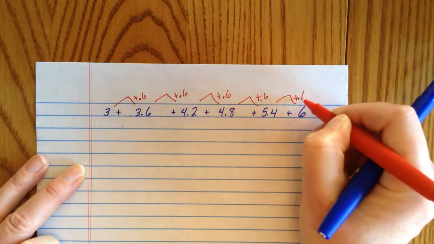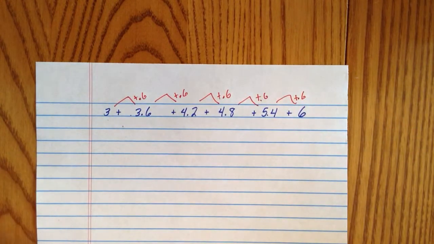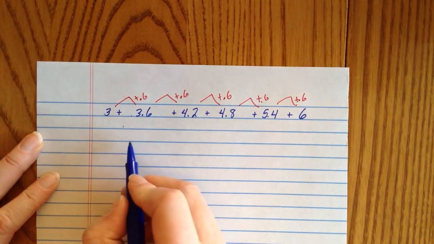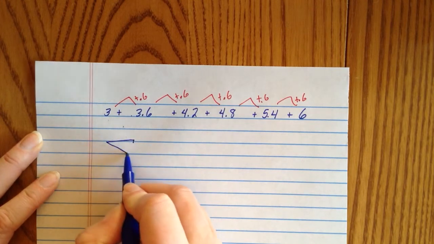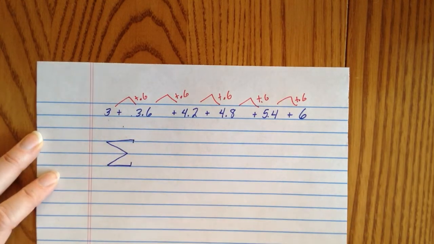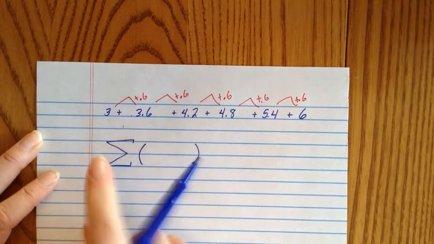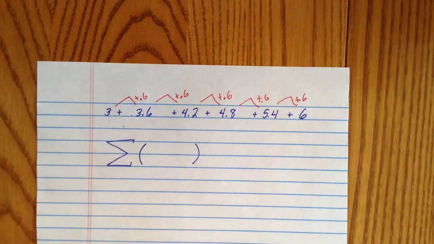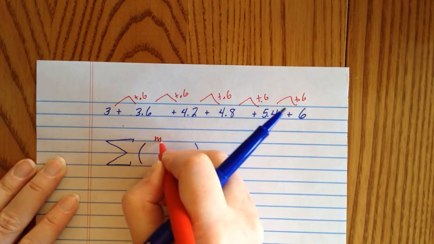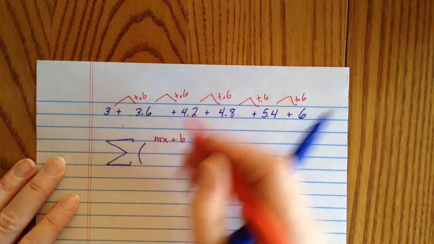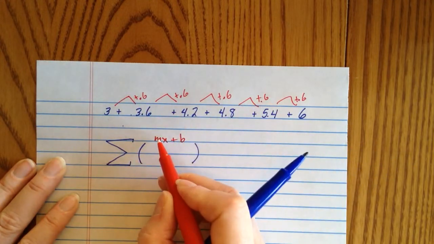Now, if you want to take the time to check that, pause the video, and you can add 0.6 to each of these numbers, and sure enough, it's going up by 0.6. So here's what I can do. I can write this in sigma notation? No. Yes, I can. First of all, because the numbers are going up by 0.6, this will be of the form mx plus b, where the 0.6 is the m.